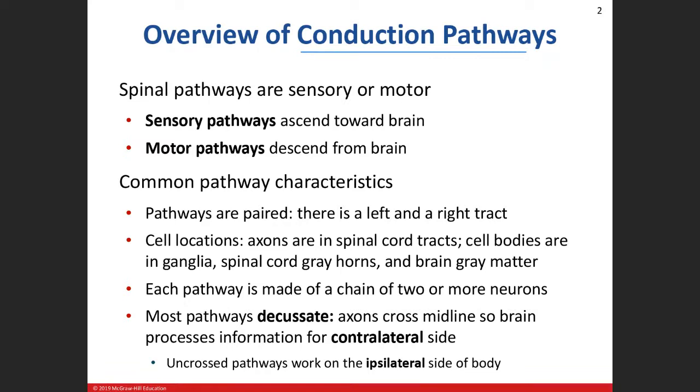You could have the frontal lobe communicate to the occipital lobe. Or you could have one gyrus communicate to the gyrus right next to it. Those were the association pathways.